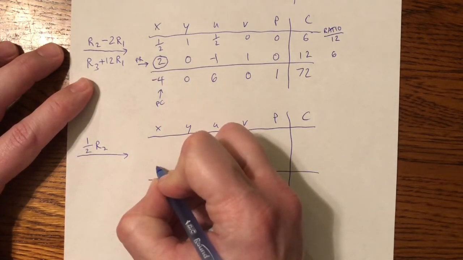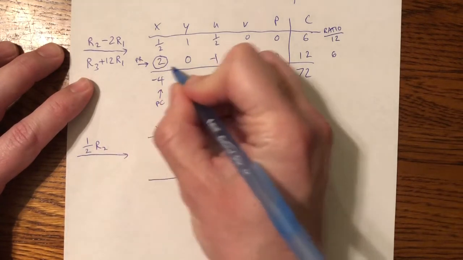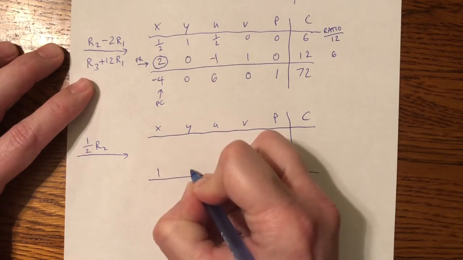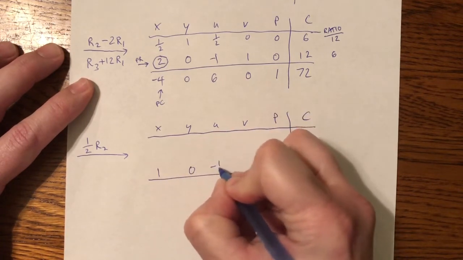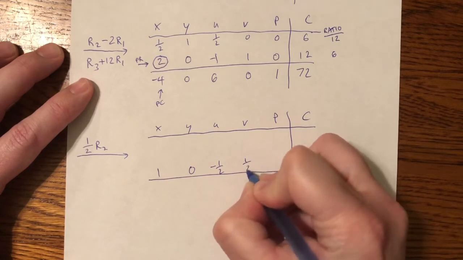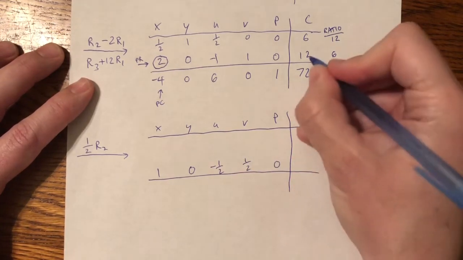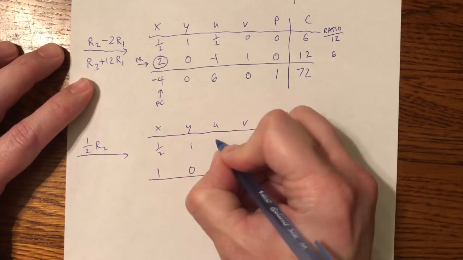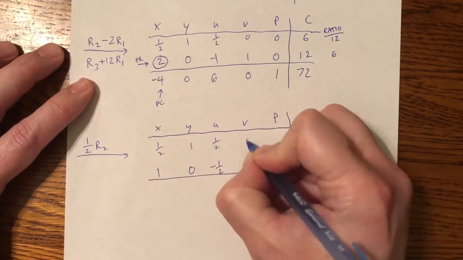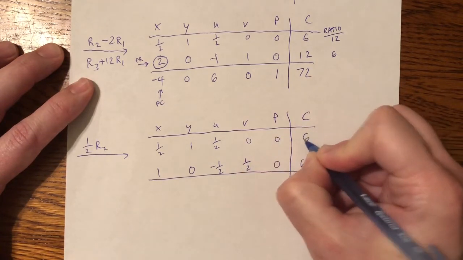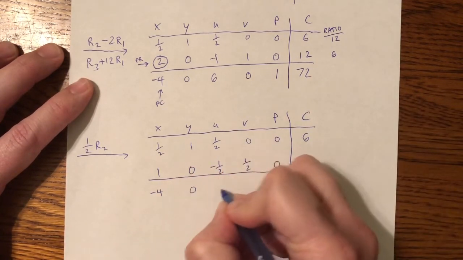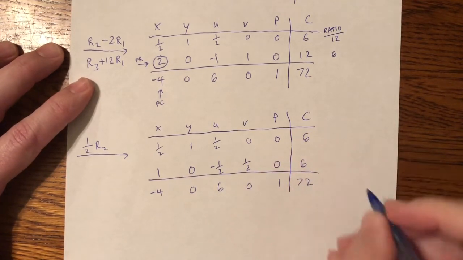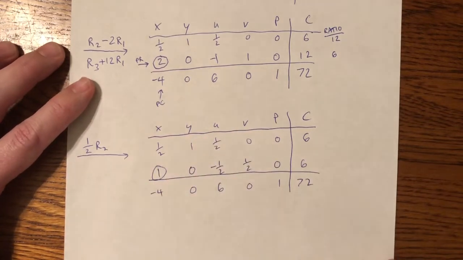So what will we get here for our new row 2? Well, just multiply every single one of these entries by 1/2. That would give you a 1, a 0, a negative 1/2, a positive 1/2, a 0, and then 1/2 times 12 is 6. Everything else stays exactly the same, all right? So I'll go ahead and fill out the rest of this. All right, so we've established our new pivot entry.